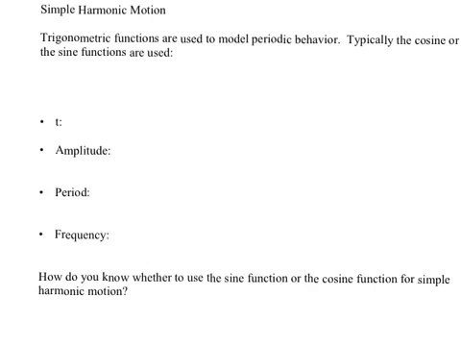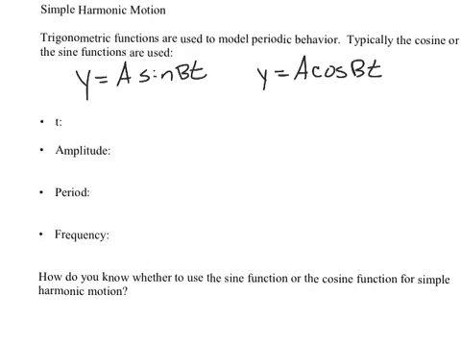So the two functions we're going to look at would be y equals a times the sine of bt, and y equals a times the cosine of bt. Sometimes instead of using a b, the symbol omega is used here. So you'll see in the blue book that an omega is used, which is a lowercase w. But it means the same thing. It's still the coefficient in front of the variable.